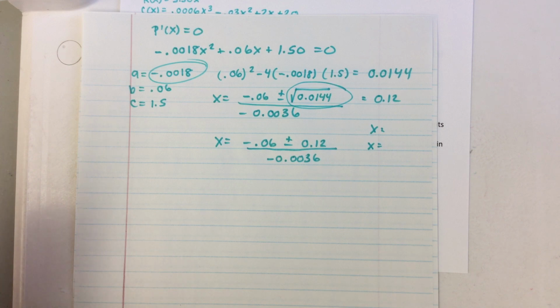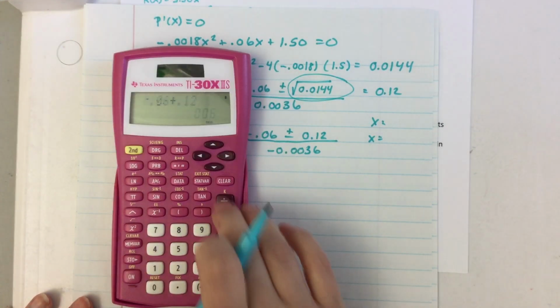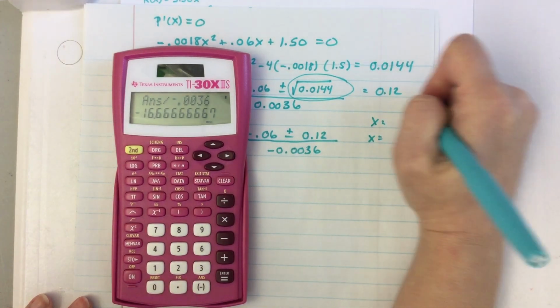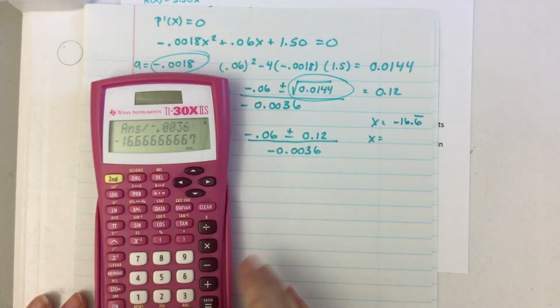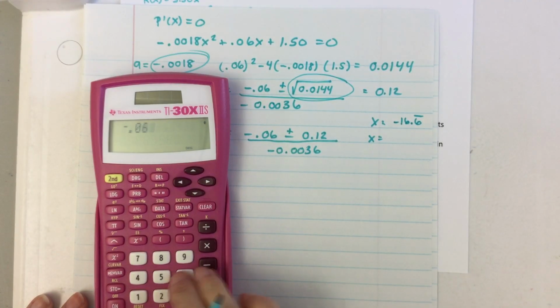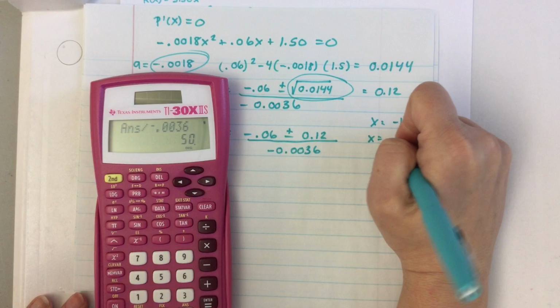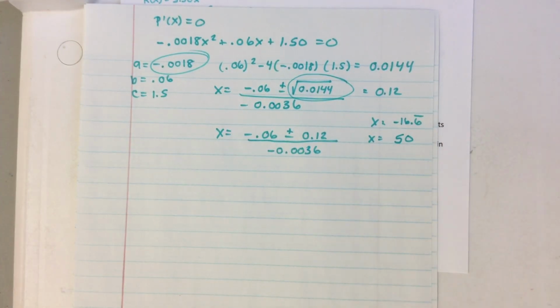Negative 0.06 plus 0.12, that is 0.06, divided by negative 0.0036. Yeah, negative 16.6 repeating. Okay, let's try the minus. Negative 0.06 minus 0.12 divided by negative 0.0036, 50. Okay, so here are my two possible solutions. What x represents is the pairs of socks that you should sell.